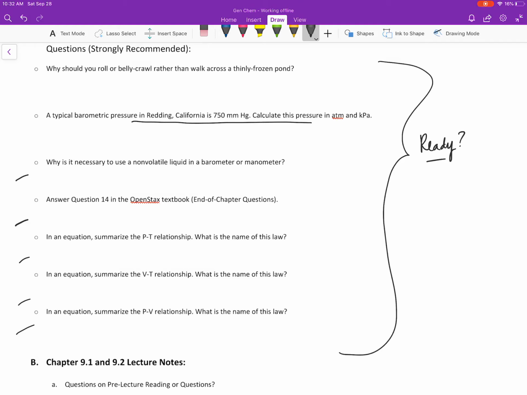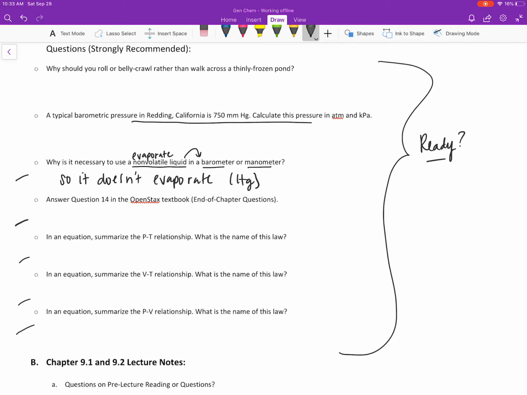So one of the questions says, why is it necessary to use a non-volatile liquid in a barometer or manometer? So given the video that you just watched on Khan Academy, one of the reasons why you want to use something that's not volatile, meaning it doesn't evaporate at room temperature easily, is because you want it to stay in the barometer and/or the manometer. So the answer is, so it doesn't evaporate. And mercury is a great liquid that does not evaporate.